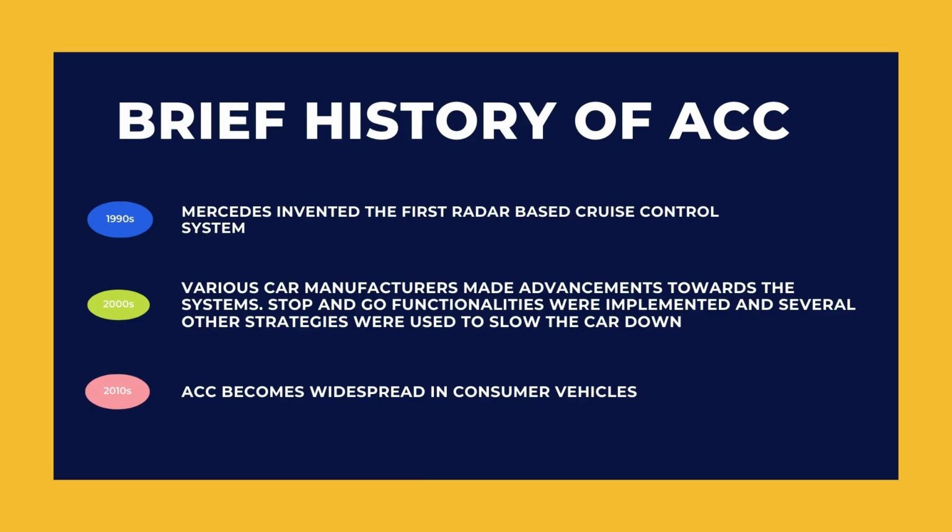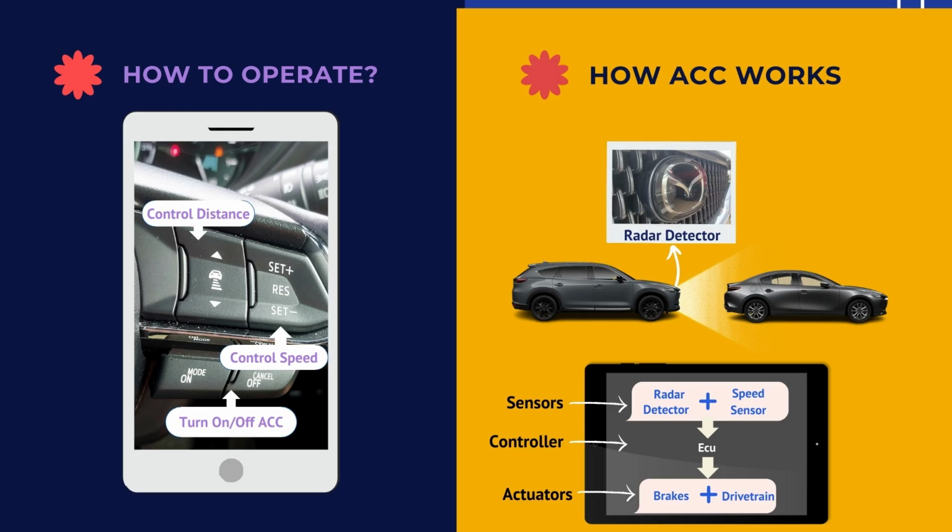About the history of ACC systems, in the 1990s, Mercedes invented the first radar cruise control system capable of modulating the speed of the vehicle. It was implemented in the S and CL models. The mid-2000s saw a surge by various car brands towards research and development of ACCs. Stop-and-go functions were introduced, and in the 2010s, ACCs became widespread in consumer vehicles, with economy cars offering ACC systems as standard. The system is easily accessed where it is activated by buttons located on the steering wheel.